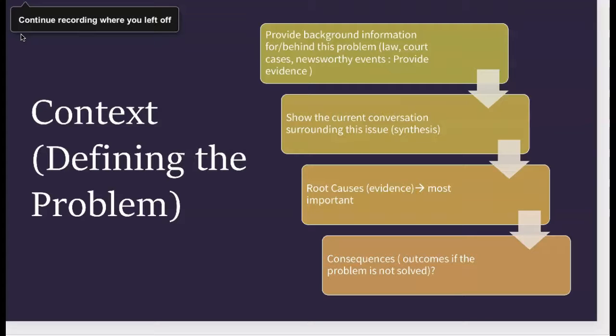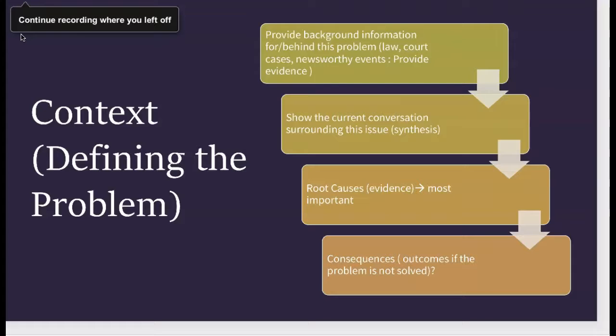You also may want to consider the root causes or reasons why the problem exists. And there may be more than one or two. You want to look at the most important and provide evidence for those root causes. You also want to consider the consequences, the outcomes if the problem is not solved, with potential evidence and explain why current solutions aren't working.